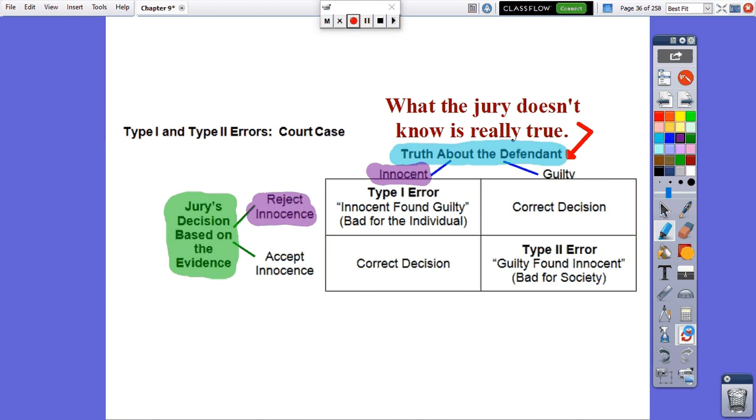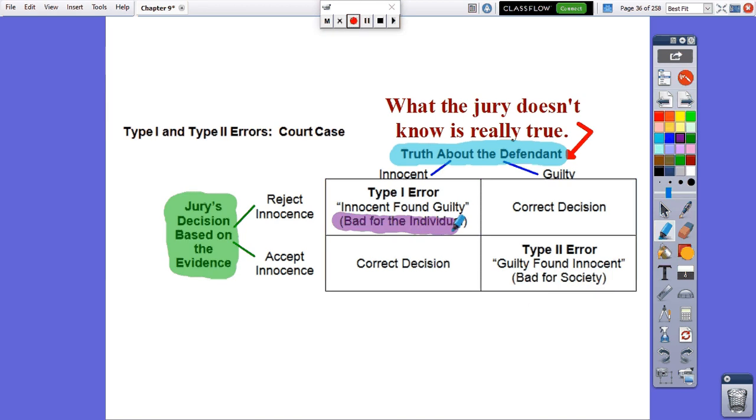Now, the other scenario where they find the defendant not guilty, but he really was guilty, is our type 2 error. And so this person gets to go free. They get to go back into society and live their lives as they did beforehand. Well, we would kind of say this is bad for society. We've got a criminal that the jury said is not a criminal, but the defendant really knows that he did the crime, right? But he got away with it. So this is kind of bad for everybody else.